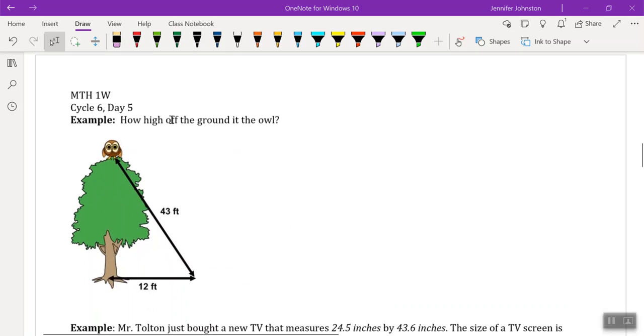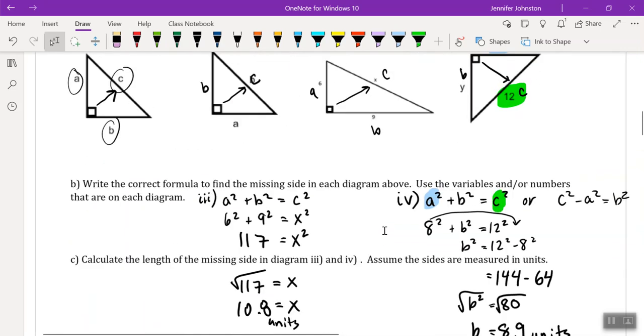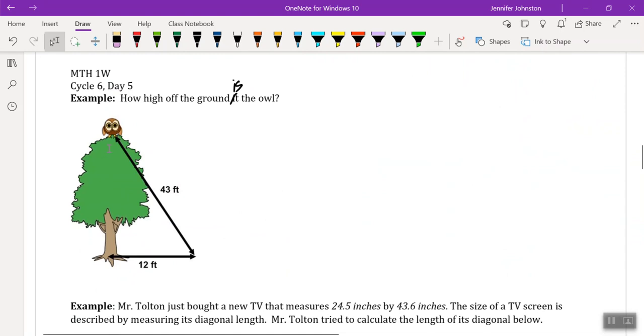How high off the ground is the owl? Sorry, that should say "is the owl." Go ahead and try that using the formula that we just used for question number 4. Here we're not looking for the longest side, we're looking for a shorter side. Go ahead and try it out.